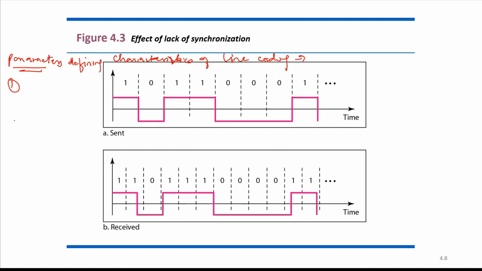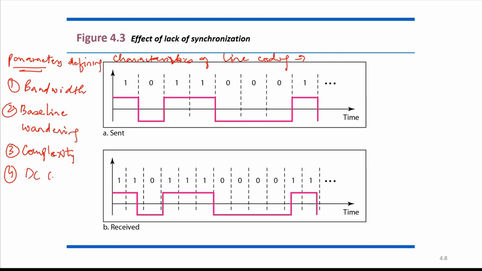These different parameters are considered as follows. One is called the bandwidth itself. Second one is called baseline wandering. Third, how complex the system is to implement, so complexity. Next one is called DC components. I will just explain what this is basically, how we will be defining whether it is complexity or how it will be defined.